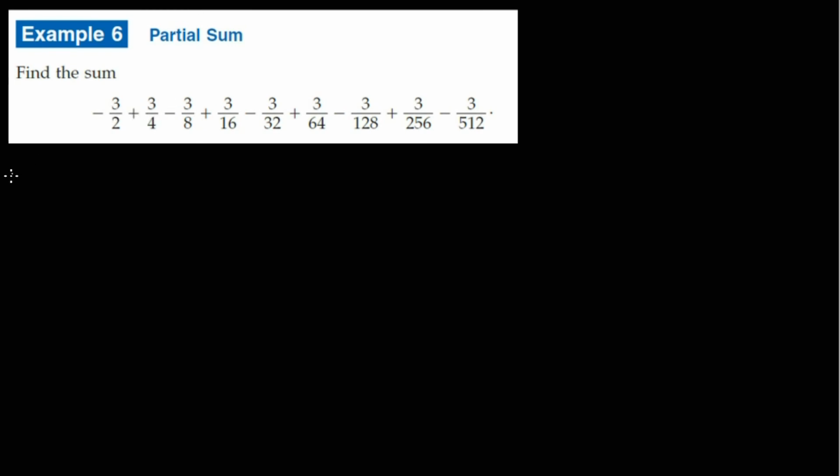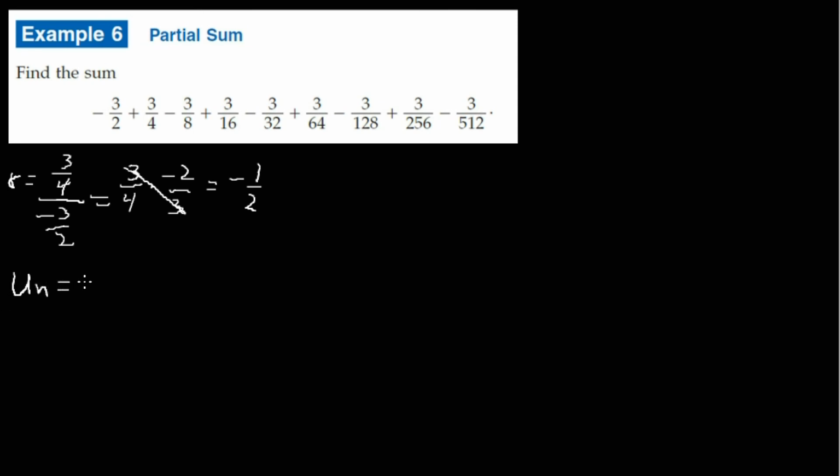So if r is equal to, let's say, the second term divided by the first term, which is negative 3/2, then 3/4 divided by negative 3/2 is 3/4 times a negative 2/3. The 3's cancel, and negative 2 over 4 is a negative 1/2. Now if we wanted to write this sequence in its explicit form, we could say that u sub n is equal to the first term times the common ratio raised to the n minus 1 power.